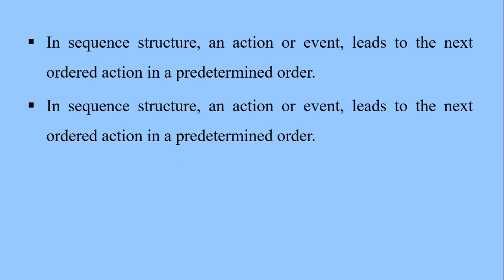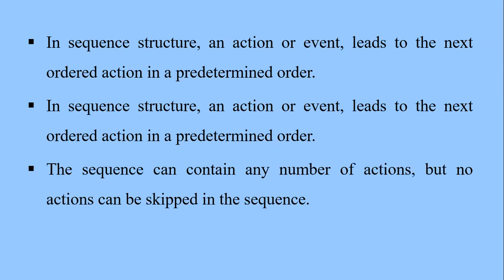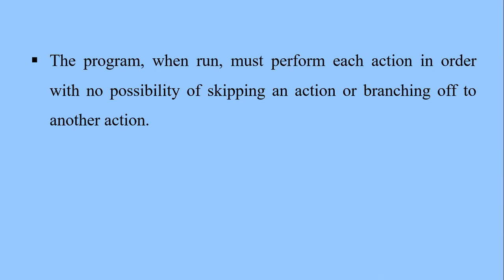In sequence structure, an action or event leads to the next ordered action in a predetermined order. The sequence can contain any number of actions, but no action can be skipped in the sequence. The program, when run, must perform each action in the exact order in which it is coded within the source code, without skipping any action or statement and without branching off to any other action except the one which is just following the action that is being acted upon at that given time.